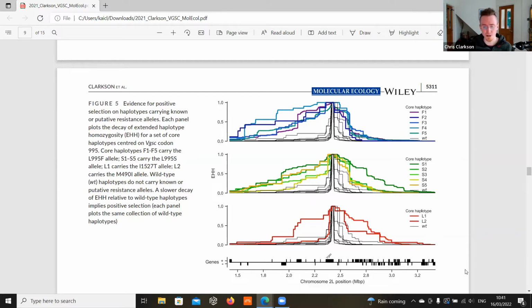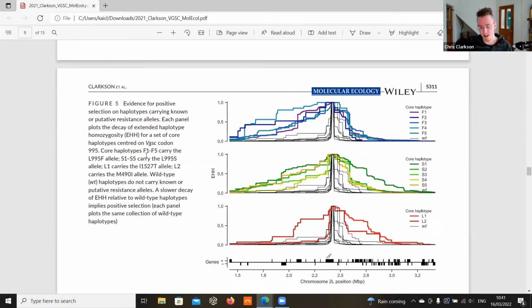So we defined a core region, which is in the middle here around our VGSC 995 amino acid. And then we looked out in either direction from there, around 6,000 base pairs of flanking sequence. We were able to detect our 10 haplotype groups, F1 to F5 and S1 to S5. And as expected, haplotypes carrying these 995F and 995S resistance alleles experienced a slower decay of EHH relative to wild type haplotypes.